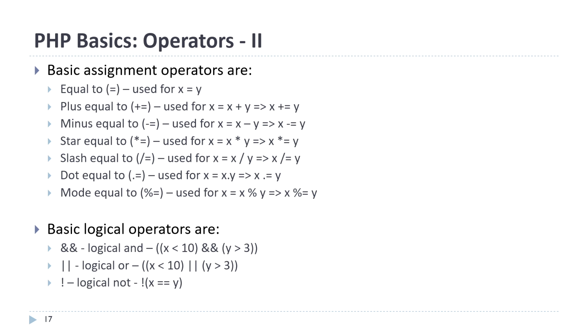Second set of operators, the assignment operators. So, this is equal to. Equal to is used to assign a value, unlike checking whether x equal to y. For example, $num equal to 65. That is the assignment operator. Take the value of 65 and assign it into the variable $num, right.